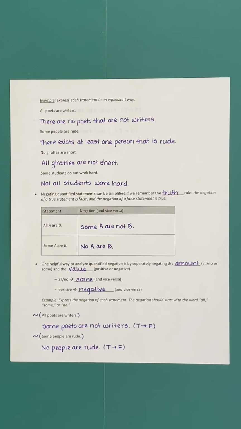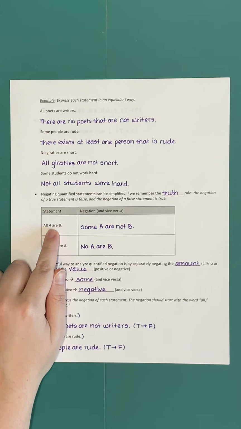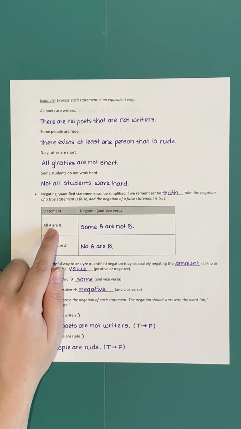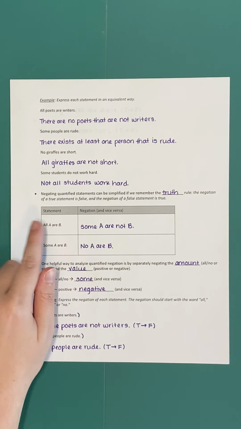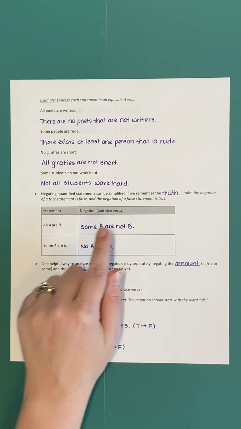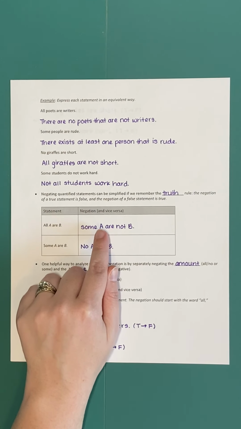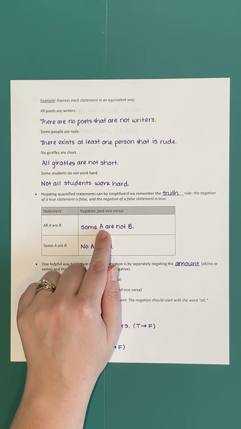So when we want to negate a statement, we're changing the quantifiers and we're changing the value, the parity, I think would be a good word for it, positive or negative. Okay, so suppose we start with the statement all A are B. If we negate that, the negation would be some A are not B. If it's not the case that all A are B, then we can say that some A are not B.